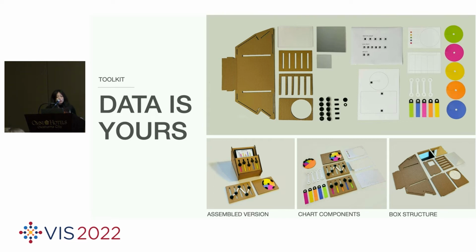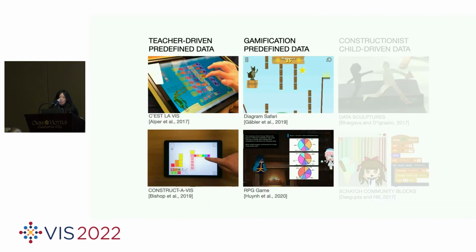And if we look at this picture right here, Data Is Yours seems quite simple. It's a toolkit made from everyday materials that we're very familiar with, like cardboard, papers, mirrors, and etc. But despite its simple use of the materials, it actually enables children to gain agency, playfully author visualizations, and in turn cultivate their visualization literacy.